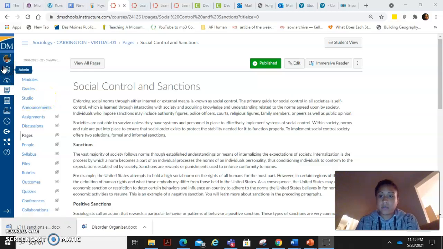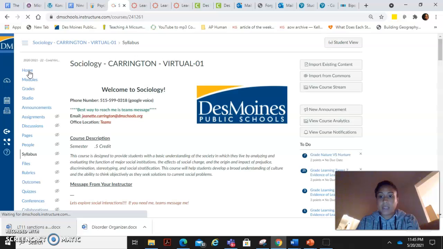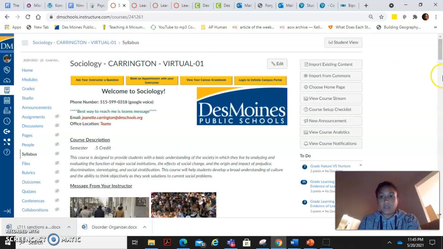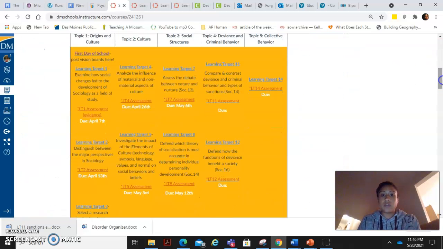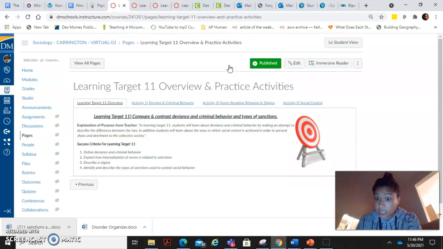All right, so this is how you get to this article that I'm going to read to you. You go to the home screen, right? Once it loads, you're going to scroll on down to Learning Target 11. Click the blue link, not the red link.